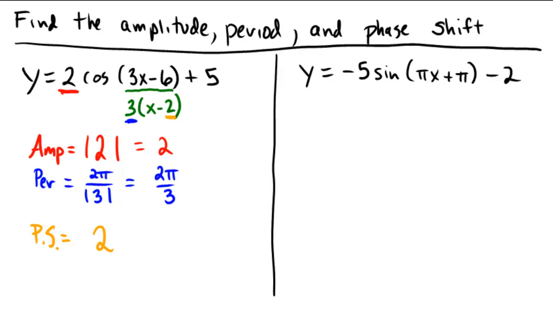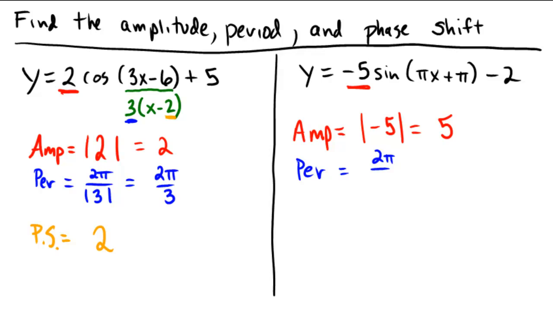Okay, try it again here on the right with some negatives floating around now. The amplitude is the absolute value of the number in front of the trig function. So the absolute value of negative 5, which is 5. The period is 2 pi divided by, oops, need to simplify this. Let's pull out the common pi and leave that as pi times x plus 1. So now I can see that the coefficient to the x was a pi. 2 pi over pi is equal to the number 2.